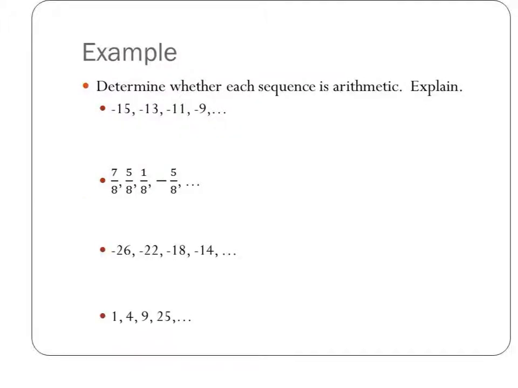So the first thing we want to do is just decide, are these arithmetic sequences? So you're looking for a common difference, like how do I get from negative 15 to negative 13? I'm going to add 2. And from negative 13 to negative 11, I'm going to add 2. And from negative 11 to negative 9, I'm going to add 2. Yes. And it says explain because add 2 every time. Okay, what about the next one? Don't let the fractions mess you up.